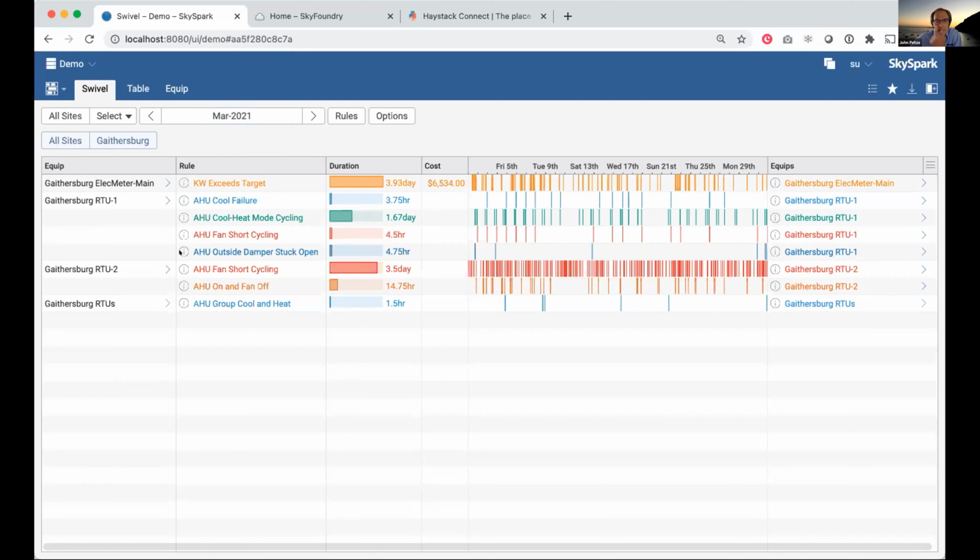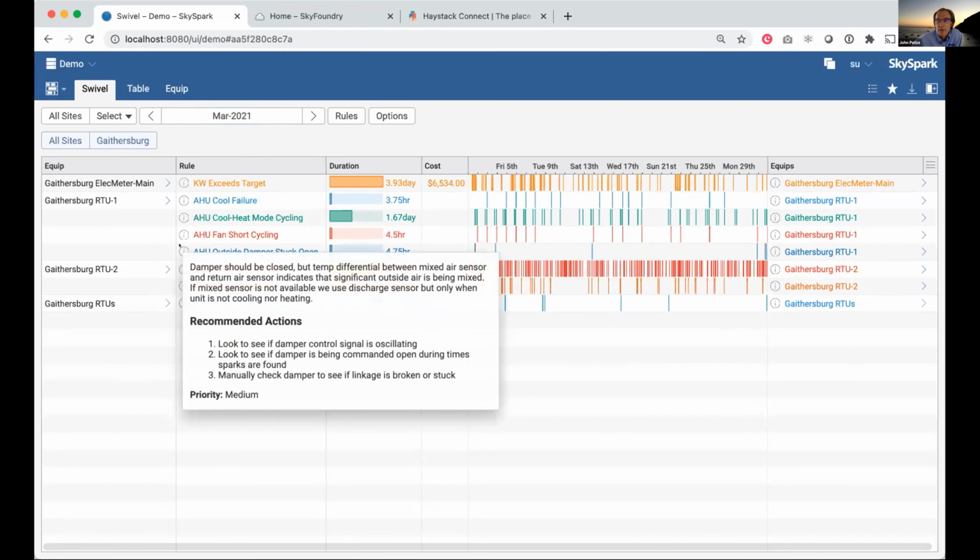And here's the one I want to take a look at, right? This is actually the result of a fairly sophisticated algorithm. And we can click on the information button, and that gives us the help. It tells us what the issue's about, and you'll note it also gives us recommended actions. Because what you can do with the rules is, for many of the rules, you'll know what should be done if that fault is detected, right?